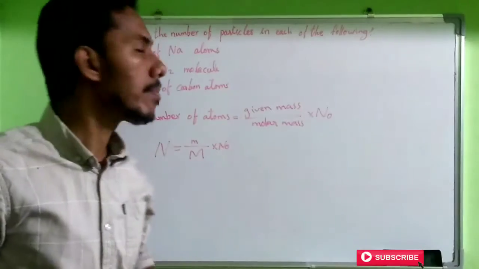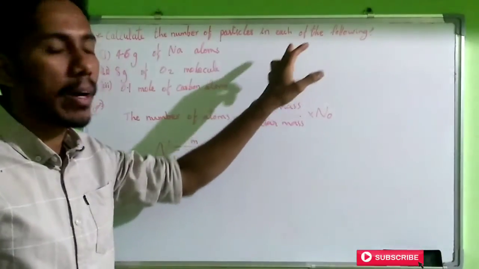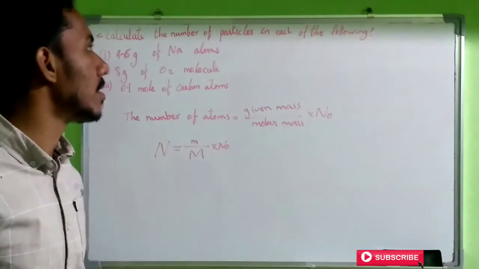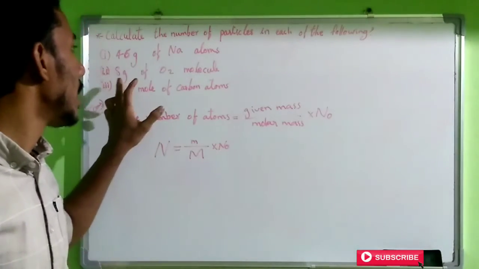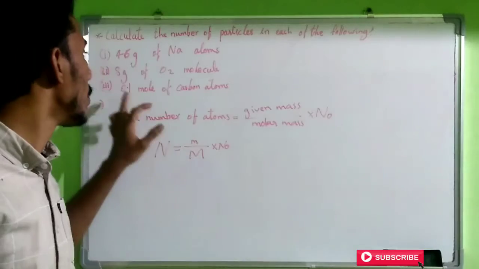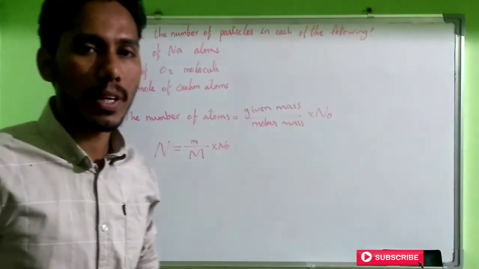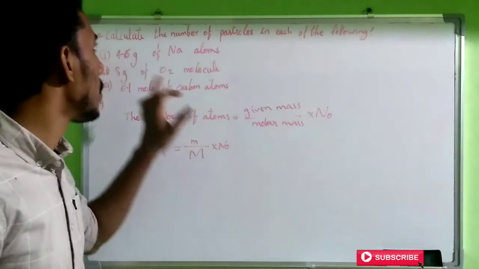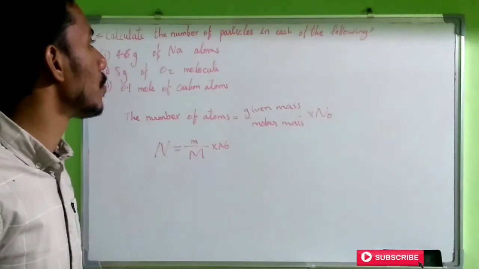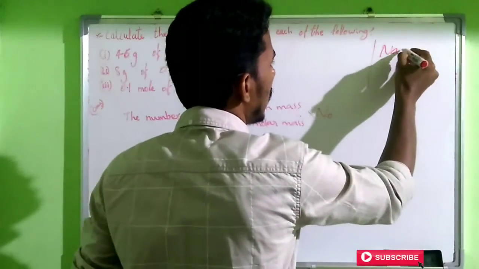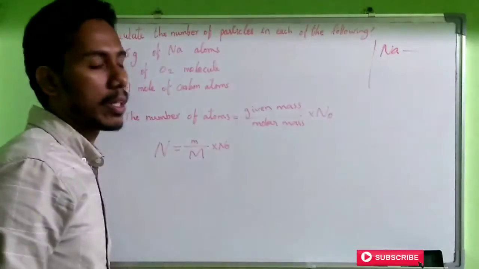There is one more question. Calculate the number of particles in each of the following. First one, 46 gram of sodium atoms, then 8 gram of oxygen molecules, then 0.1 mole of carbon atoms. You can do it in a simple way. Just think about it. 46 gram of sodium atoms. What is the atomic mass of sodium? 23.